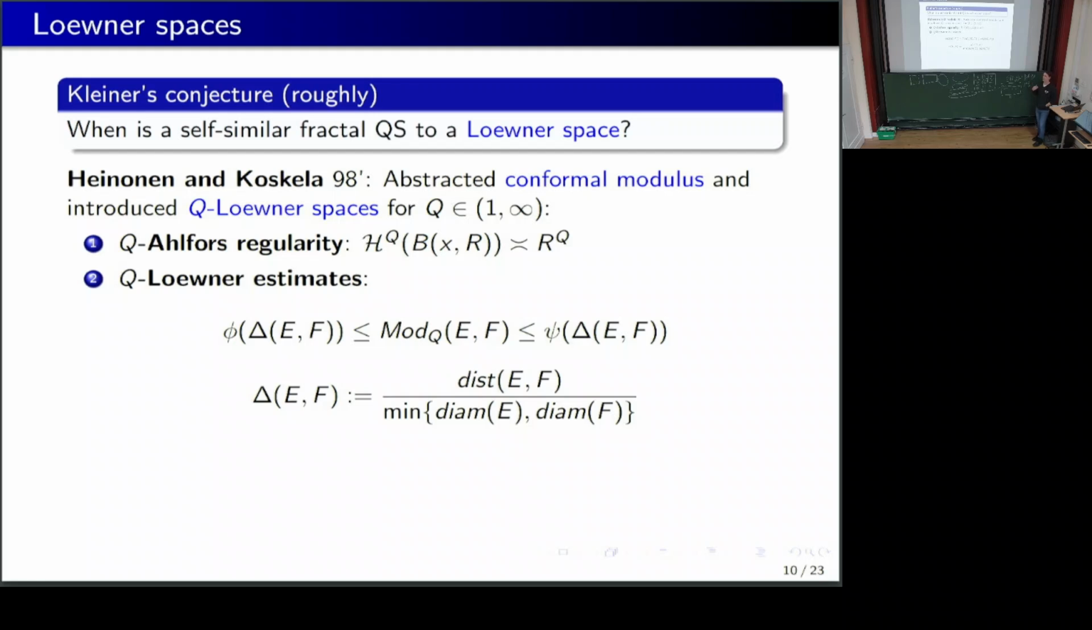It has two conditions. First, it has to be Q-Ahlfors regular, which means that the Q-Hausdorff measure of a ball of radius r has to be uniformly comparable to r to the power of Q. And then there are these Loewner estimates, which say that the modulus is controlled by this value called relative distance. If this looks very weird, you can think of it as just a constant that measures the distance of two sets in a scale invariant way. That is why we have divided by the diameter here.